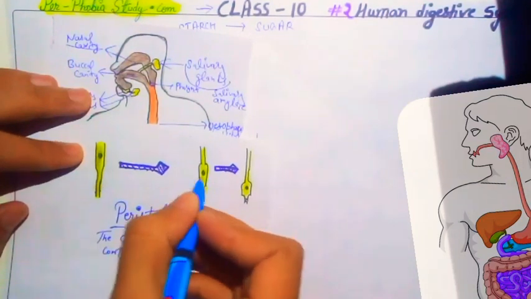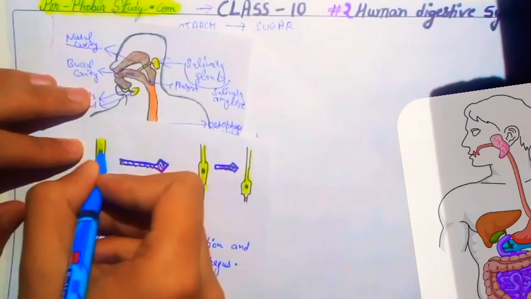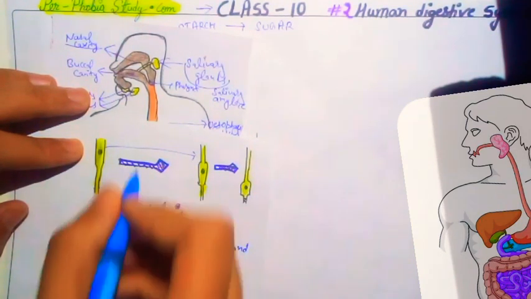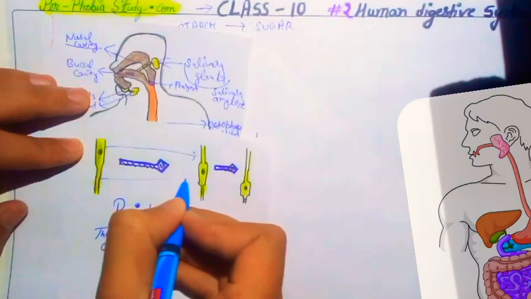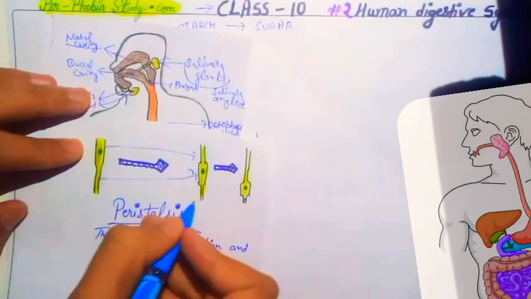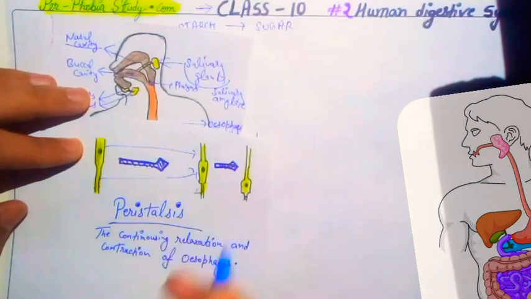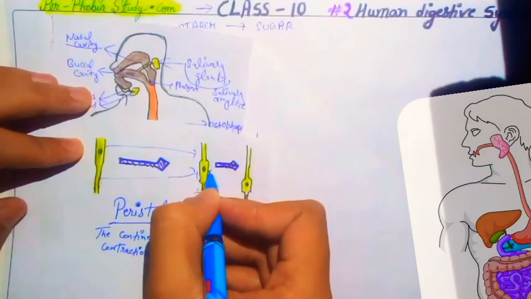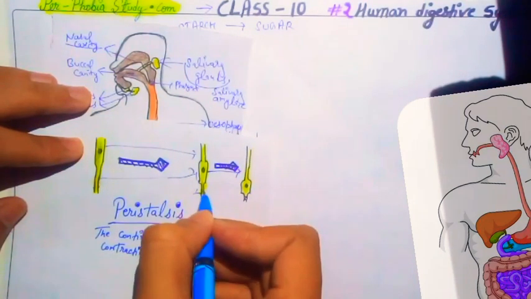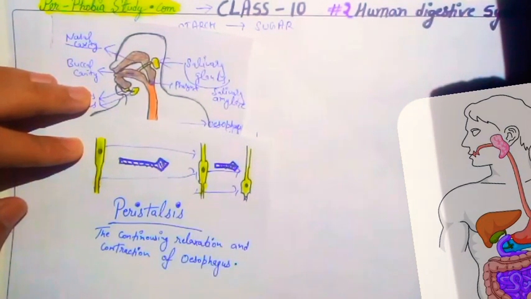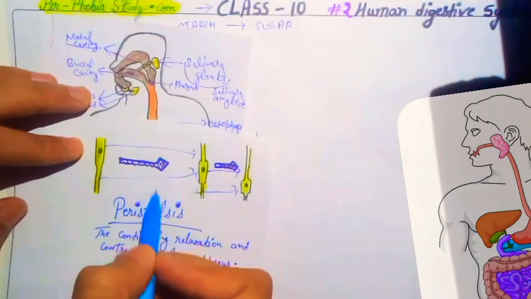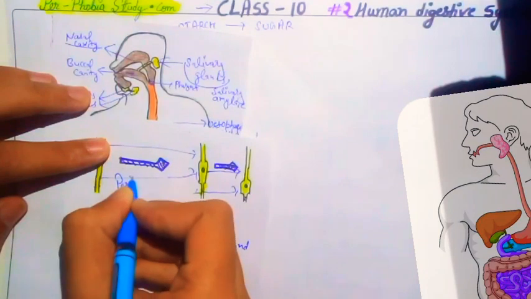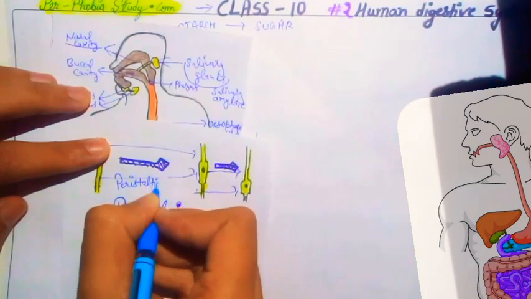Then this portion contracts and this portion relaxes, and the next portion will automatically contract. This movement goes on. This part will contract and this part will expand, and this movement is called peristaltic movement.